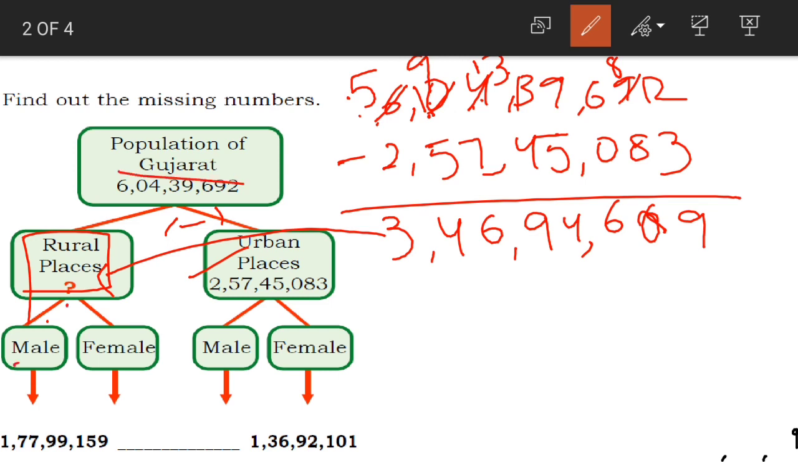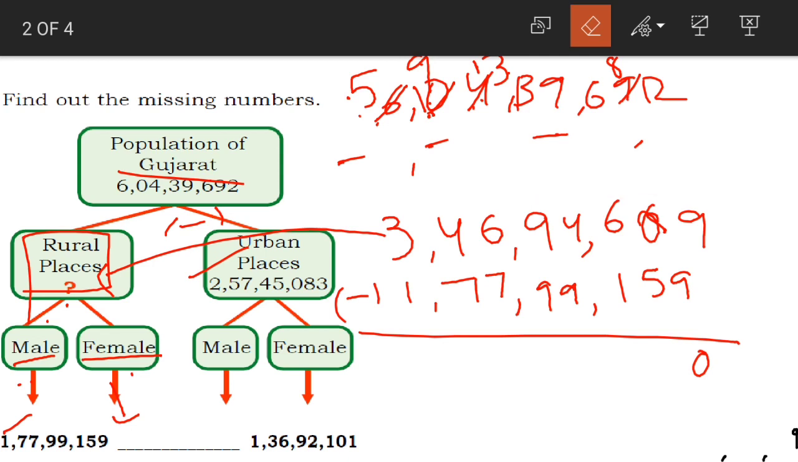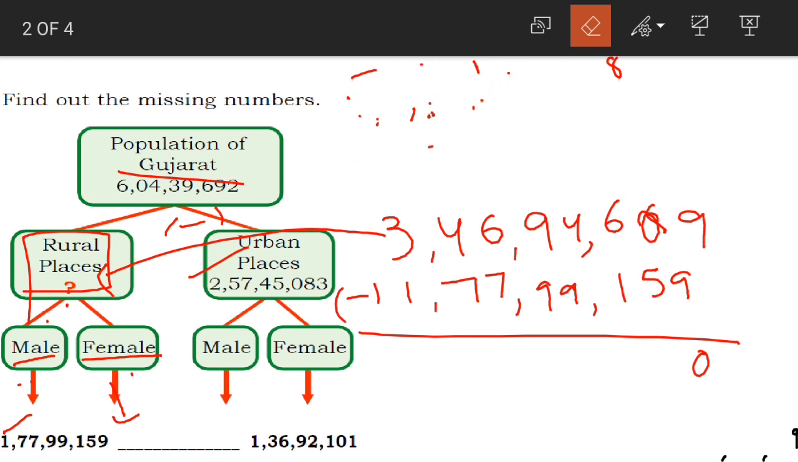Now in those rural places there are both male and female living. Yes, children, there are both male and female. Now the number of male is given. We need to find out the number of female. Again, how do we do that? Yes, very good. Subtract the number of male from the total population. Then we will get the number of female. Now when we subtract, 9 minus 9, 0. 0 minus 5. Okay, let me erase this above one so that it becomes clear for us.